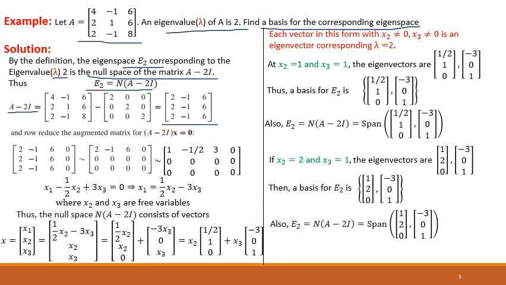Now we will solve this matrix with the help of this equation. This is the augmented matrix, and when we apply different row operations to convert it into reduced row echelon form, the new matrix would be this. From this matrix we can observe that x1 is equal to 1/2 x2 minus 3 x3, and we have two free variables in this general solution.